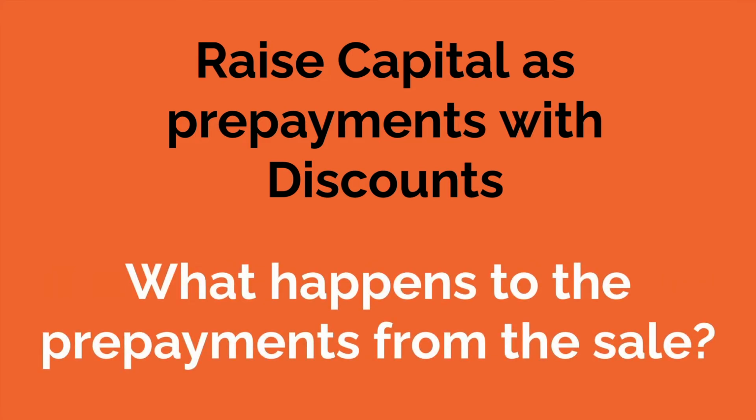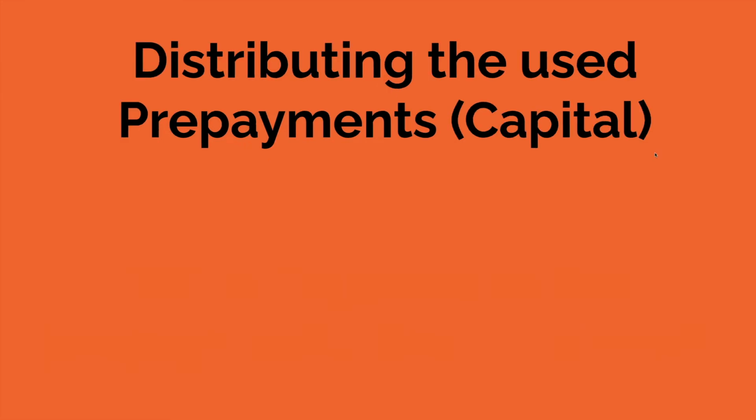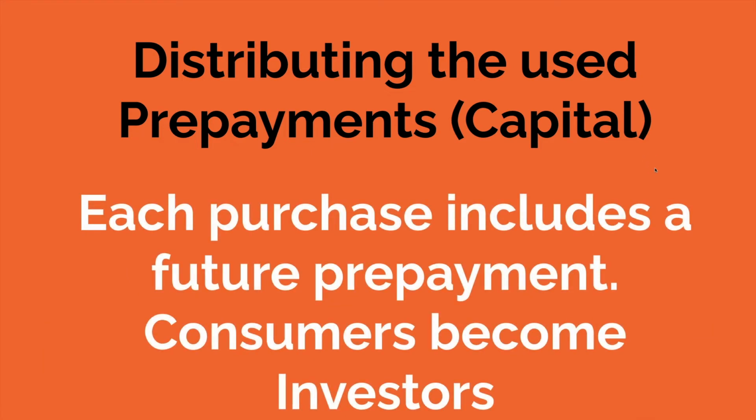What happens if we have this form of capital and we sell capital as prepayments, and then the people use the prepayments? What happens to the prepayments that are used? Well, we can distribute the used prepayments, or the capital, to each purchaser. So each purchase includes a future prepayment. Consumers now become investors of capital.